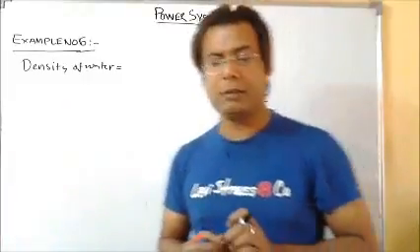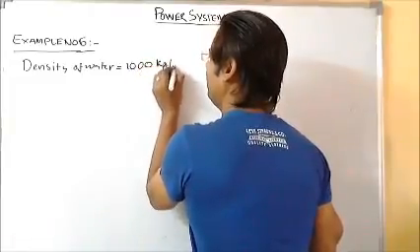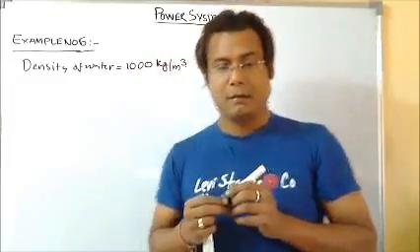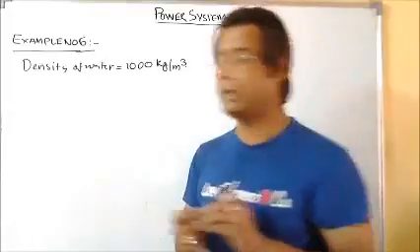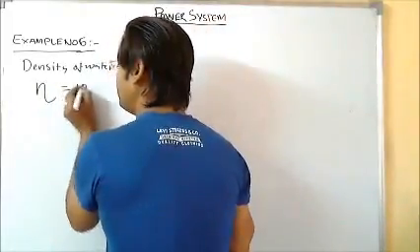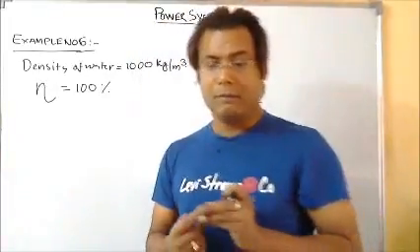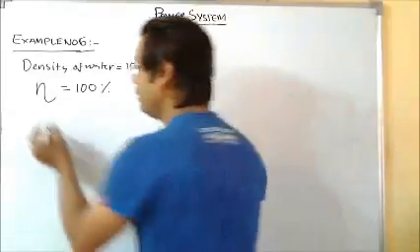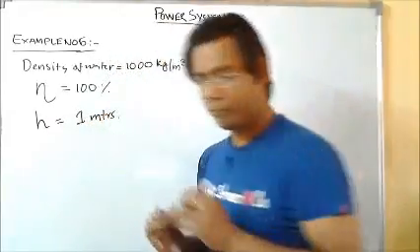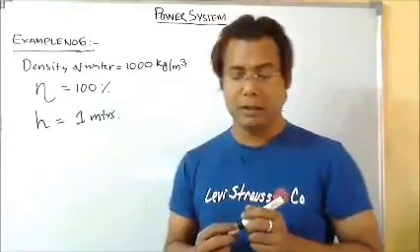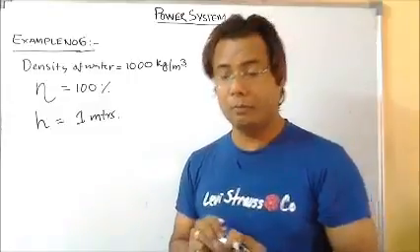The density of water is given as 1000 kilograms per meter cube. We have to find the power developed by the hydropower plant, if the efficiency is 100%, with the head given as 1 meter and the discharge as 1 meter cube per second.